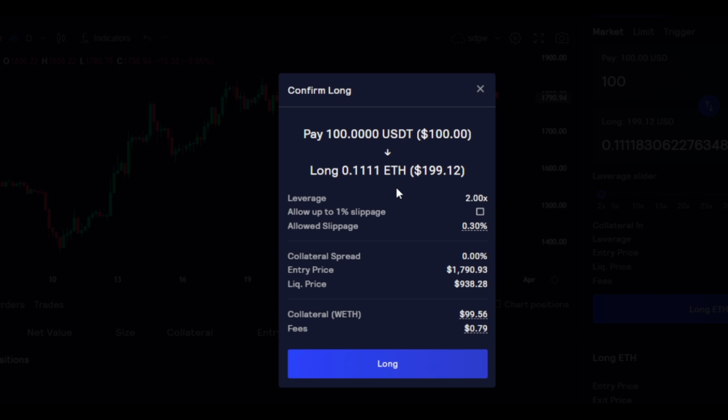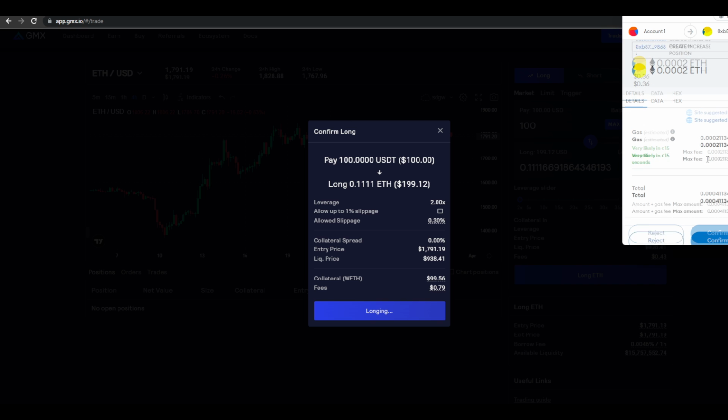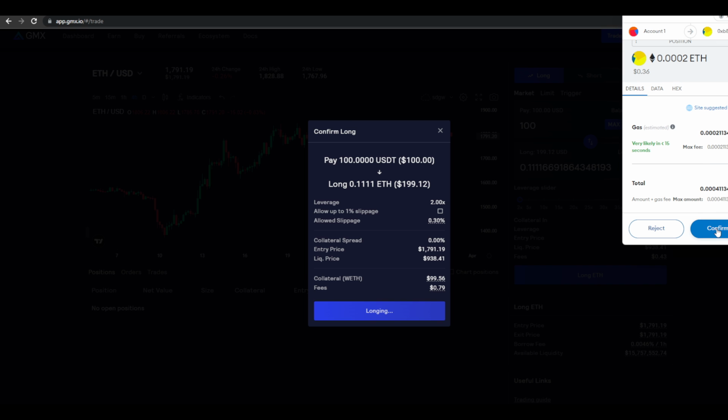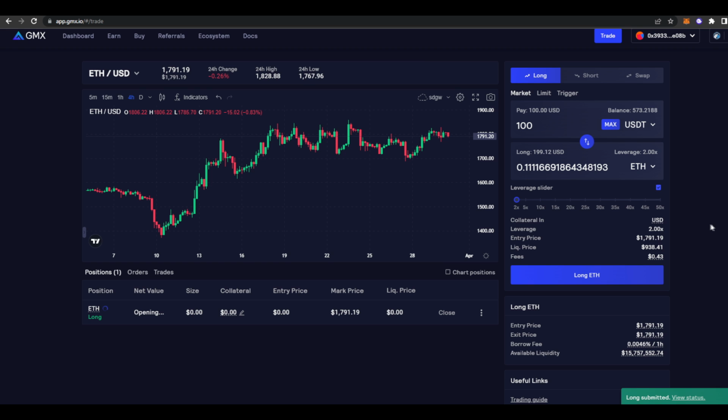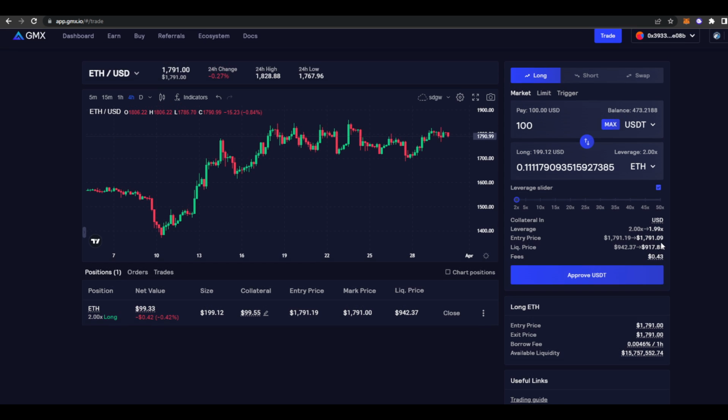So we just get your basic confirmation page here. It'll just show you some information, entry price, liquidation price, and fees. So if I press long here, I'll get a MetaMask notification. So let me just press confirm. And there we go. We've opened up an ETH long. So if you've never used GMX before, you have to approve USDT to be used by GMX. So you might have to go through the MetaMask pop-up, I think twice, before you can actually get your long to go through.